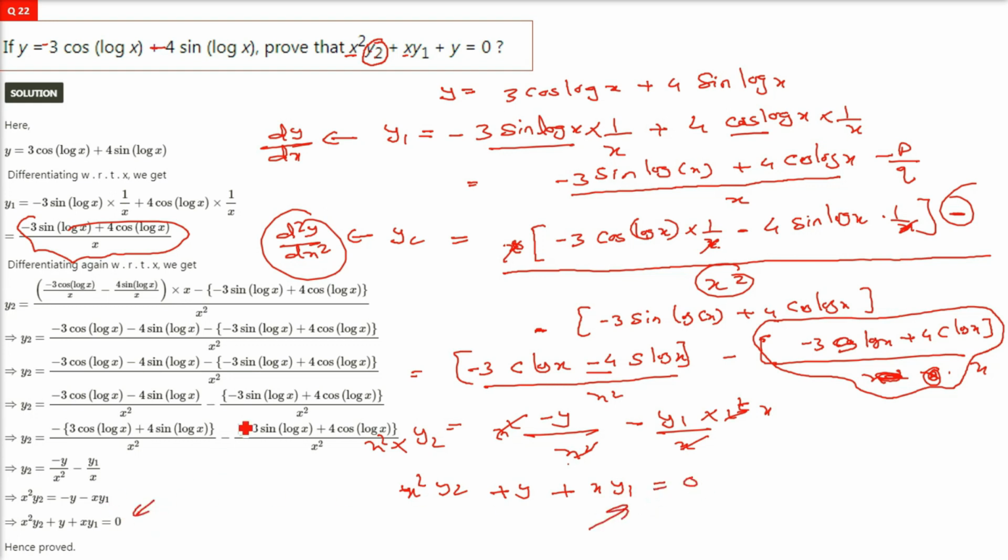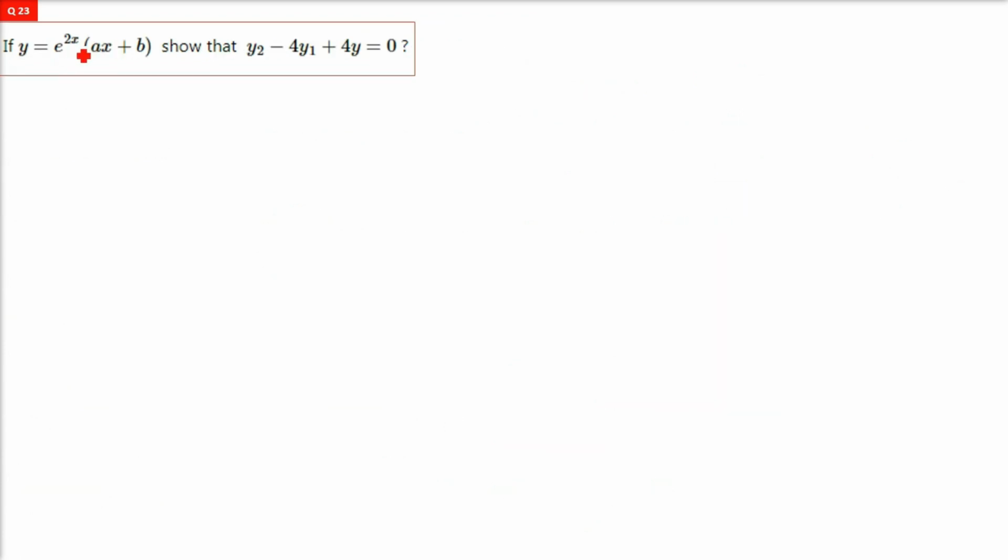These two equations are exactly similar. Yes, so this is how we go about it. There are a lot of replacements here. Next is y is equal to e raised to the power ax plus b.